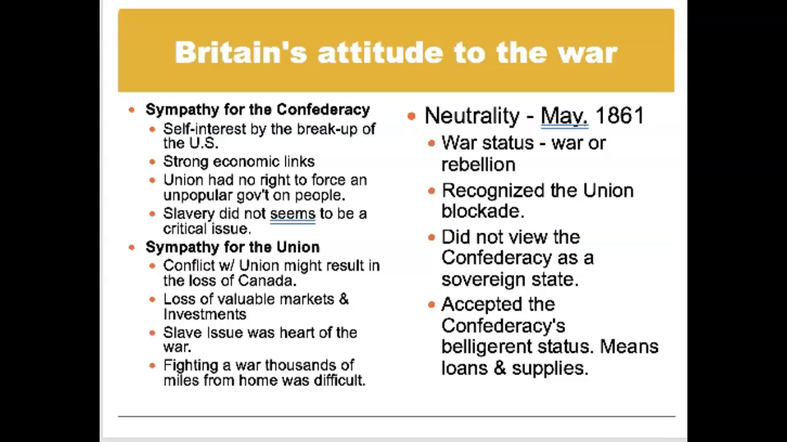They did recognize the Union blockade, and so they felt the United States met the international standard for a blockade. They did not view the Confederacy as a sovereign state, and as a result they don't get some of the perks that go along with being an independent state. But they did accept the Confederacy's belligerent status, that status that they're in a conflict, which means it could turn into loans and supplies here.